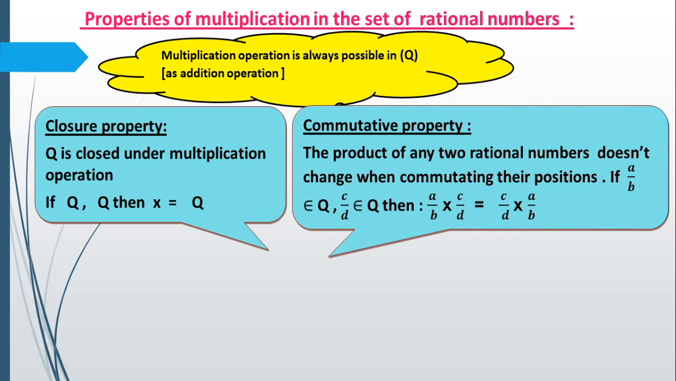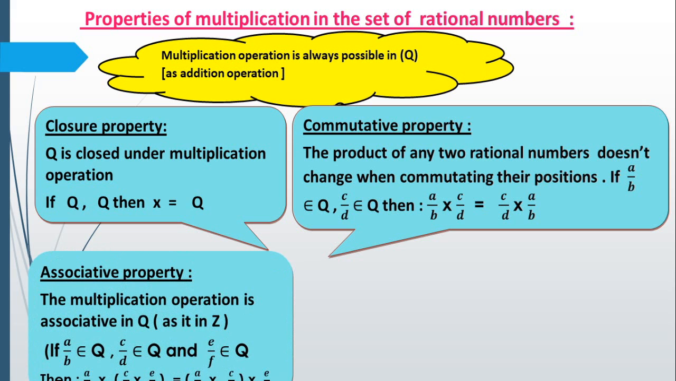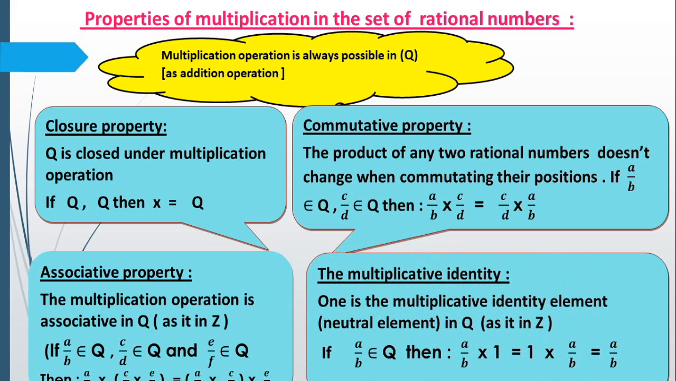Commutative property. The product of any two rational numbers doesn't change when we commute their positions. Associative property. The multiplication operation is associative in Q as it is in Z. The multiplicative identity. 1 is the multiplicative identity element in Q as in Z.